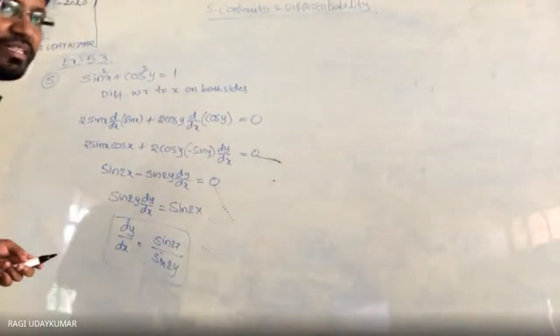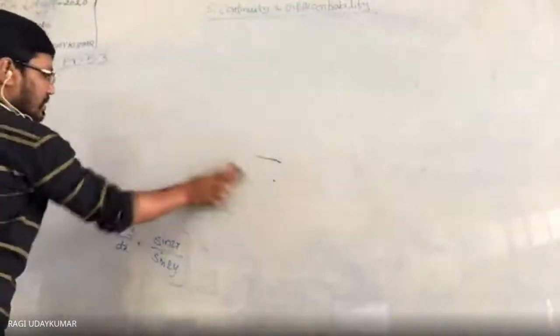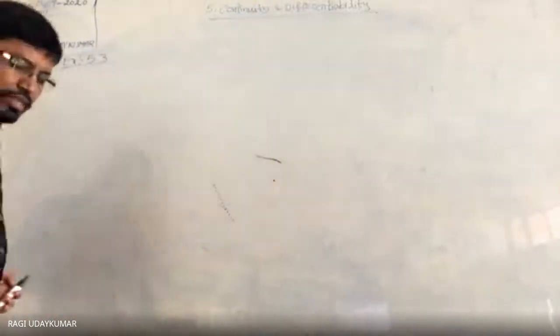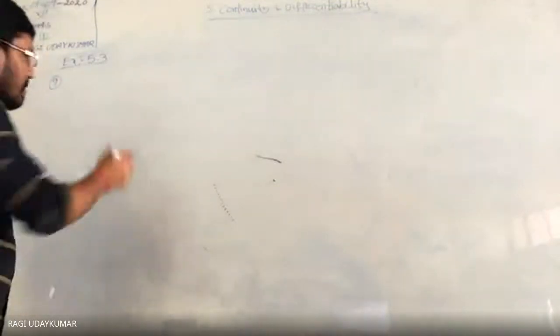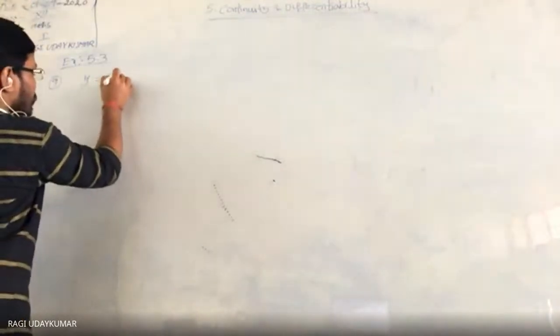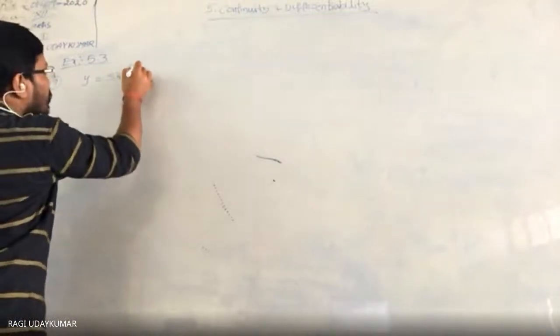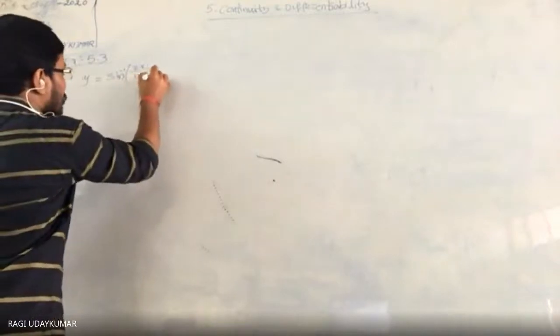Actually, from the next problem onwards, the main technique is substitution. These problems, if you try to solve them normally, take more time. But instead of that, if you try substitution, the question given to you is y is equal to sine inverse of 2x by 1 plus x square.